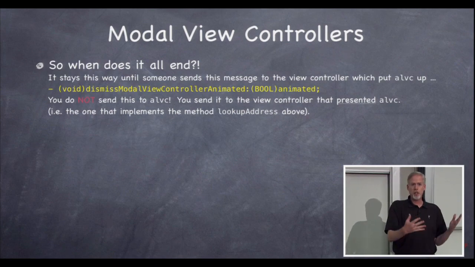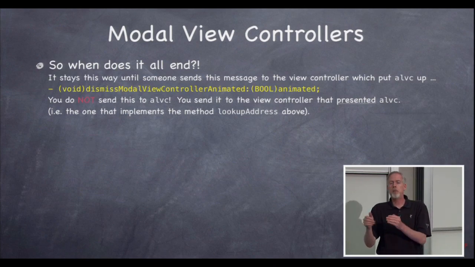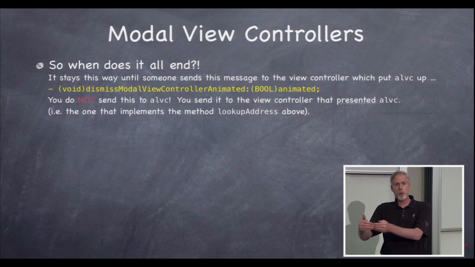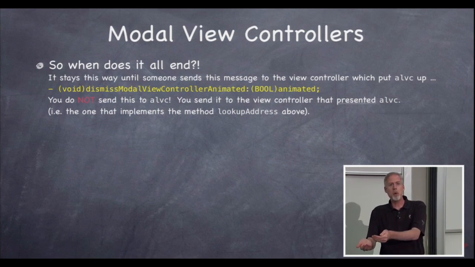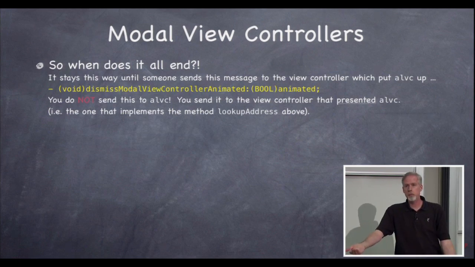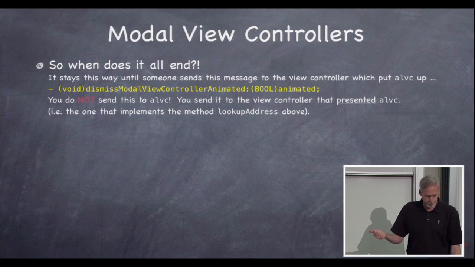And obviously these things all need to be paired. Every time you present one, that one has to be dismissed, you see? And if you go down another level, then the presenter would then probably become the modal one, right? And so the presenter is the guy who calls present view controller, or it's the thing that segued, right? The view controller that segued. That's the thing that has to dismiss.